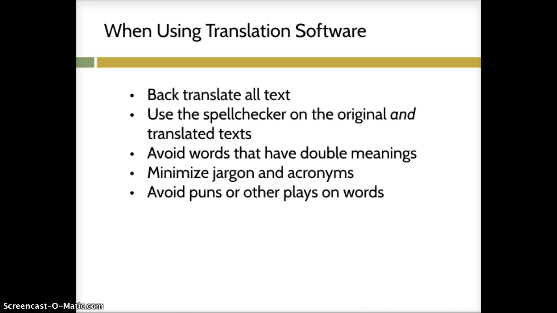Avoid words that have double meanings. Use words that have only one meaning so that the software doesn't have to guess at which meaning you want. Minimize jargon and acronyms. Software will guess about the meanings of jargon and acronyms as well. And finally, avoid puns or other plays on words, again because the software doesn't understand double meanings and they will translate strangely.